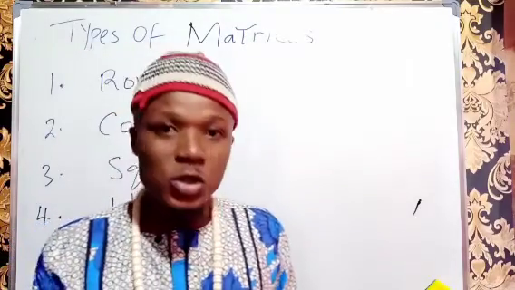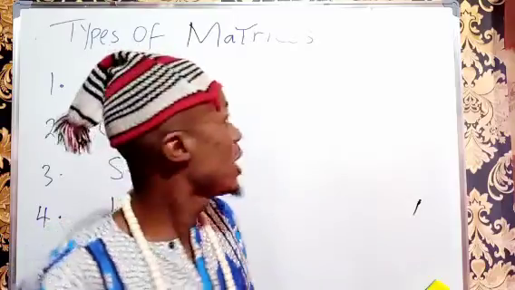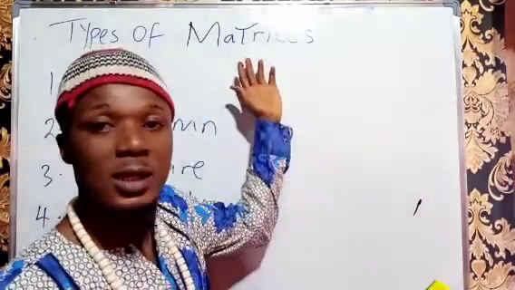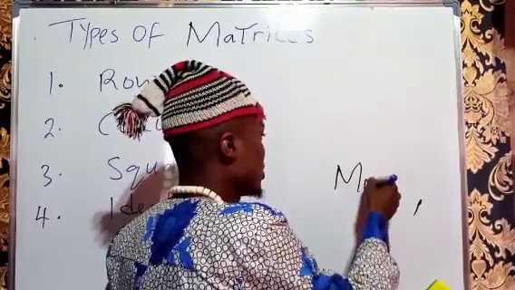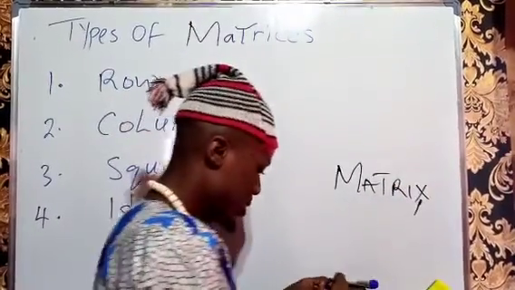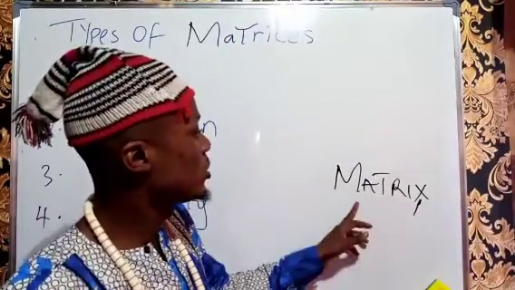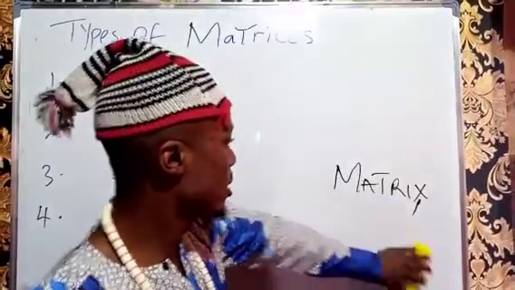This morning we want to discuss a very interesting topic in mathematics known as matrices. The singular is matrix. So the singular of the word matrices is just matrix. So don't be confused when you see this word. They still mean the same thing. So this is singular while this is plural.